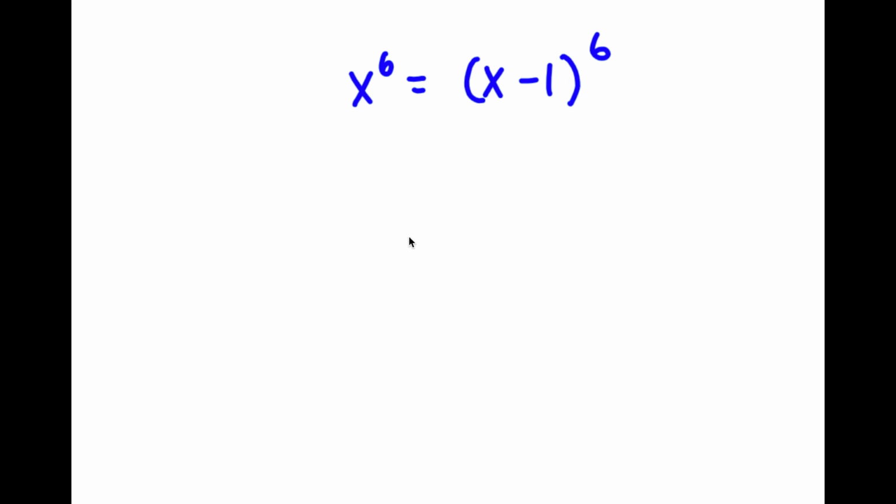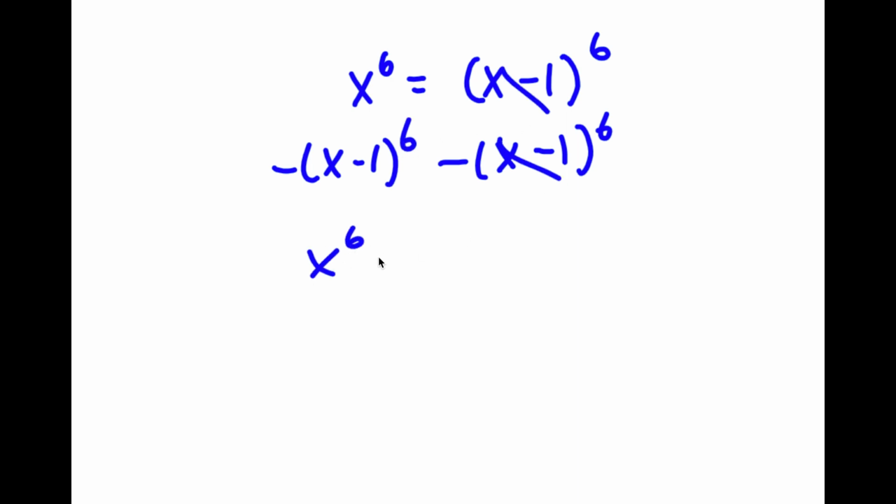Alright, so in this problem, I have x to the power of 6 is equal to (x minus 1) to the power of 6. So I'm going to first start by subtracting (x minus 1) to the power of 6 on both sides. So then these two cancel out, and I get x to the power of 6 minus (x minus 1) to the power of 6 is equal to 0.